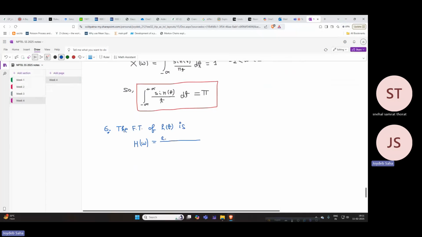2 cos omega multiplied with sine 2 omega divided by omega. Fine. Find y0.